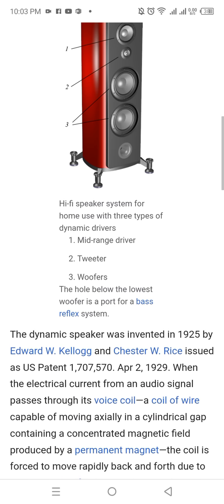The dynamic speaker was invented in 1925 by Edward Wente, Kellogg and Chester W. Rice, issued as U.S. Patent 1,707,570 in April 1929.